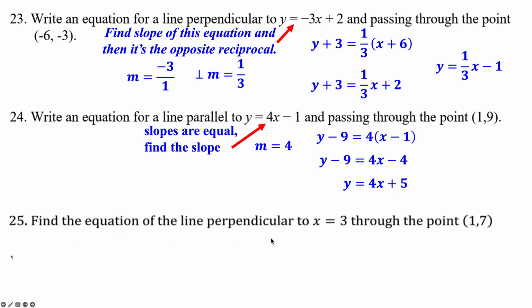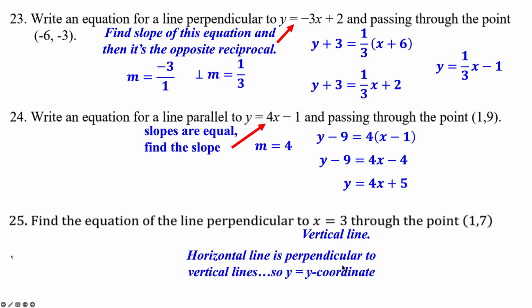Find the equation of a line perpendicular to x equals 3 through the point 1, 7. Okay, now here's a special case. Notice there's no y in this equation. If there's no y in the equation, it cannot cross the y-axis. So you have to have a line that's parallel to the y-axis, which means this is a vertical line going through 3 on your x-axis, going up and down. So if you want to be perpendicular to a vertical line, you have to have a horizontal line.